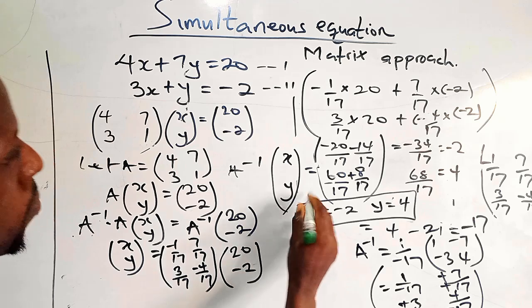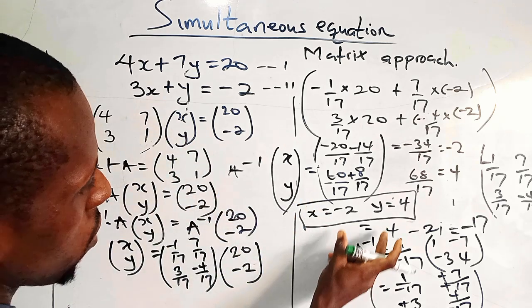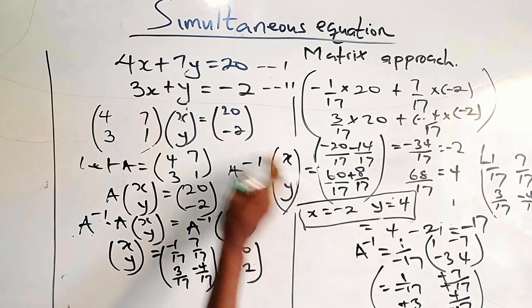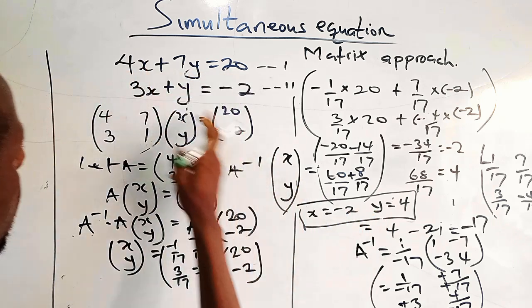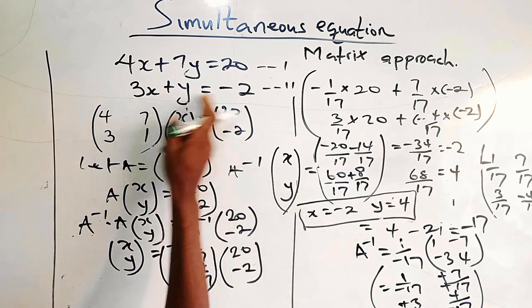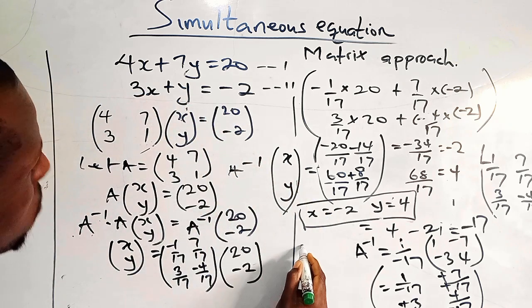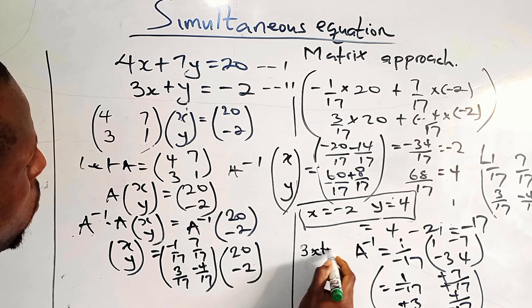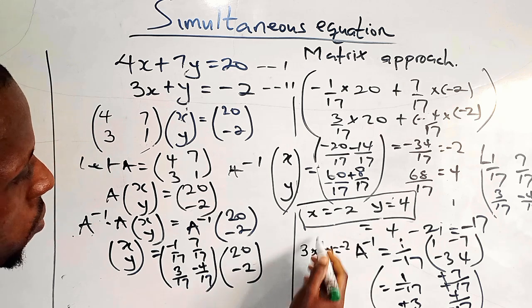So using the matrix approach to resolve a simultaneous equation, when you take this and you substitute back into any of these equations, it must equate 20, and this must equate, so let us try equation 2. So for x equals minus 2, we have 3x plus y equals minus 2. So let us test it, let's verify it.